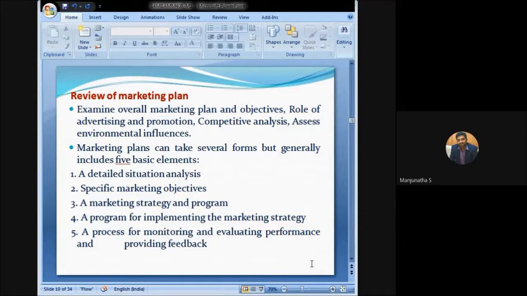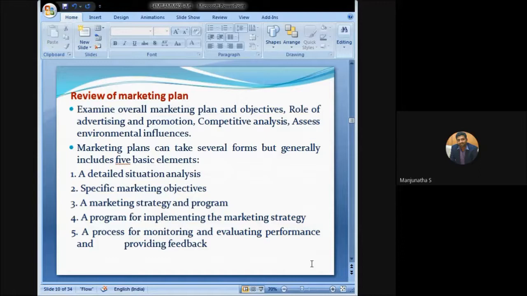Then assess the environmental influences. It may be family, friends, the external environment, the internal environment. Whatever things we are implementing are influencing the marketing plans, and we need to examine that here. Marketing plans can take several forms, but generally include five basic elements. The basic elements of the marketing plan are explained below.